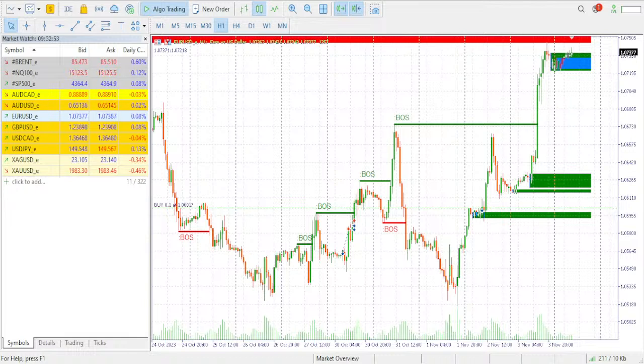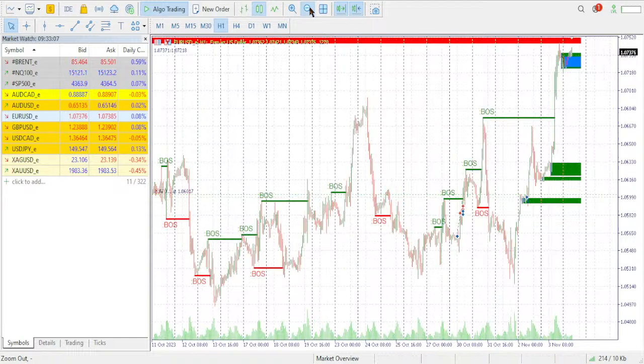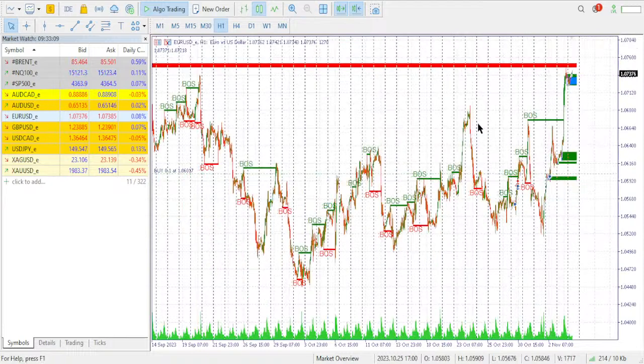Okay, I hope you can hear my voice and at the same time see my screen. So today is the 6th of November. I want us to start off with the chart on my screen. We have a very good resistance zone here.